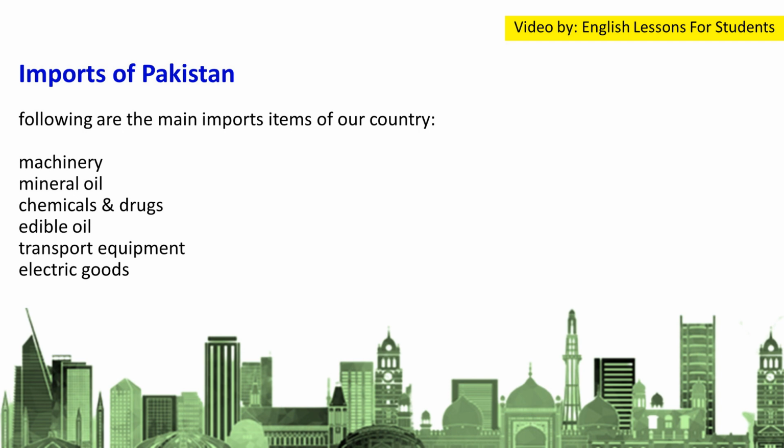Transport equipments. Our country needs different kinds of transport equipments, for example, buses, cars, rickshaw, motorcycles. So, demand of these equipments is high. These are imported from Japan, Italy, and other countries. Electric goods. Different kinds of electrical goods are needed in our country. The local industries are not in position to meet the required demand, so we have to import a large number of electrical goods from Japan, USA, UK, and other European countries.